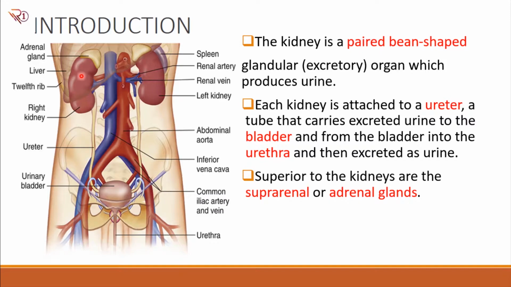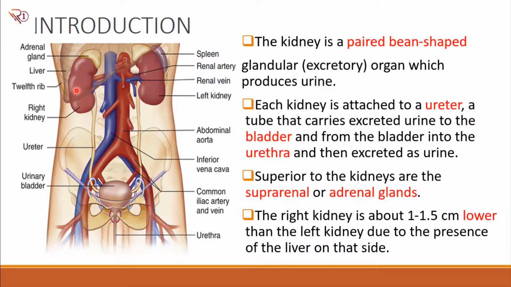Now superior to each kidney, we have the adrenal or suprarenal glands. So we have the left, the right, and then we have the left suprarenal gland. Now as you can see, the right kidney is displaced a little bit lower than the left kidney. This is due to the presence of the liver on the right side, and this displacement is about 1 to 1.5 centimeters lower.